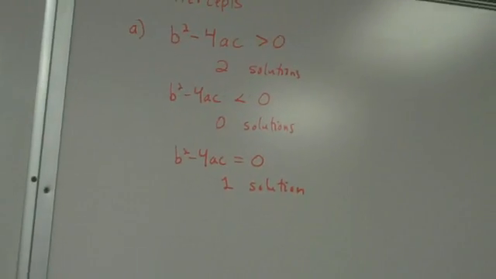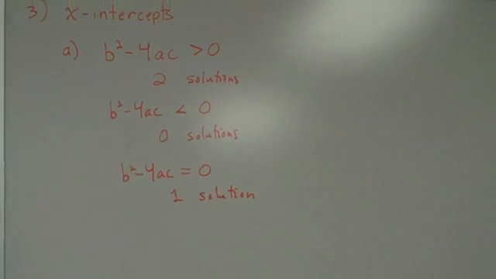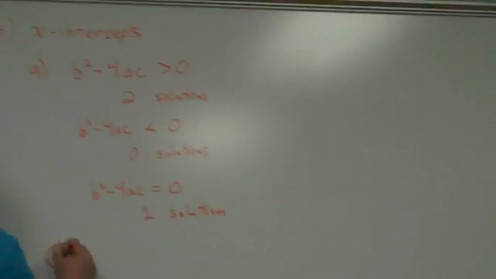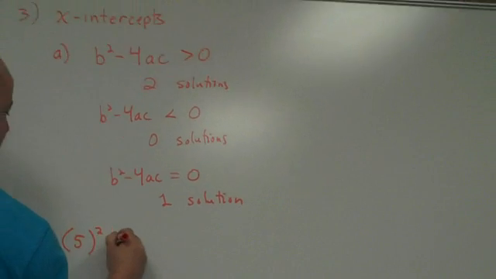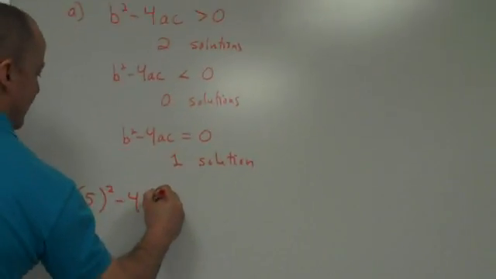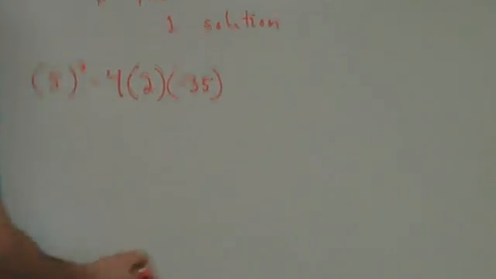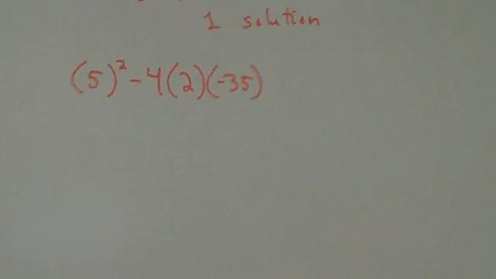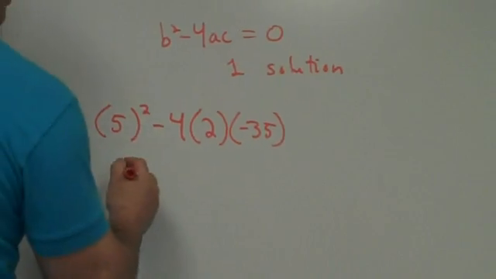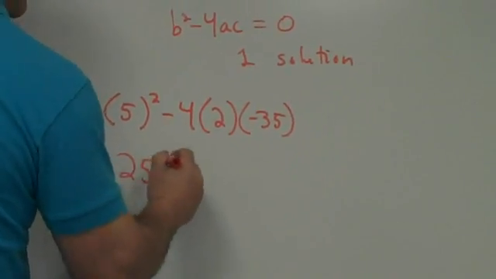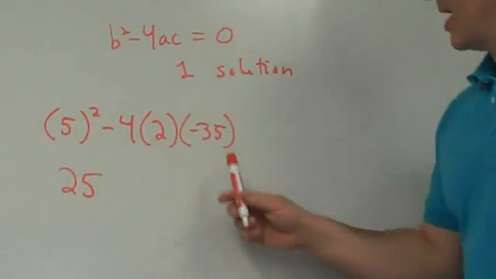Okay, we've identified our b squared minus 4ac. Let's work this out. In this case, this is 5 squared minus 4 times 2 times negative 35. Okay, what is 5 squared? 25. What happens when I multiply a negative times a positive?